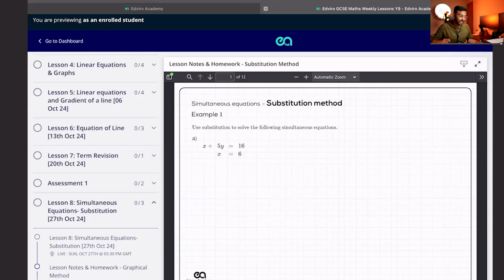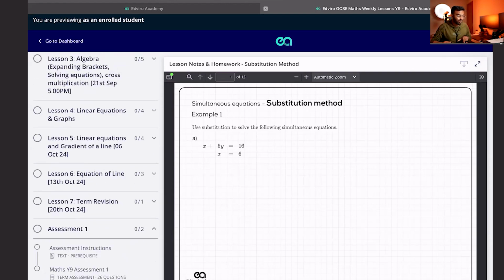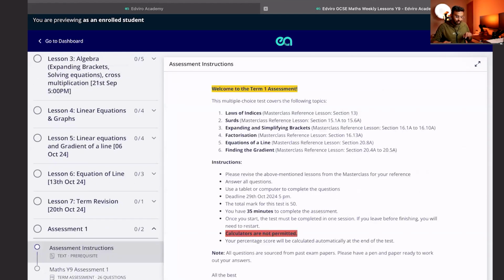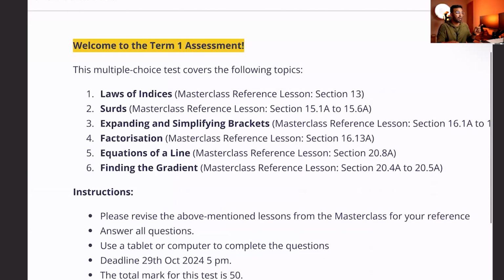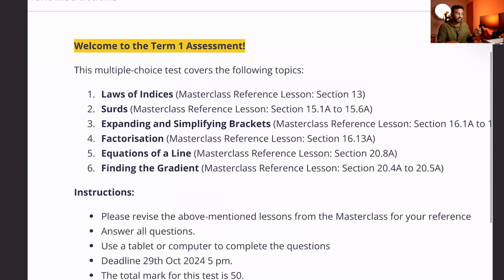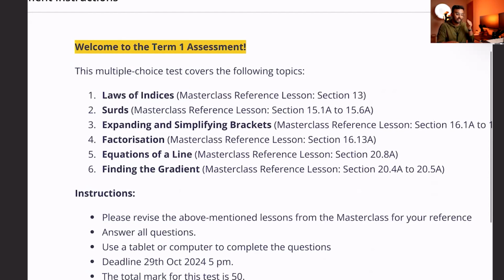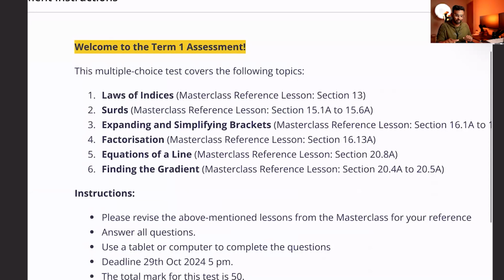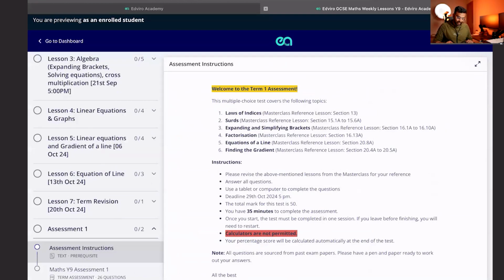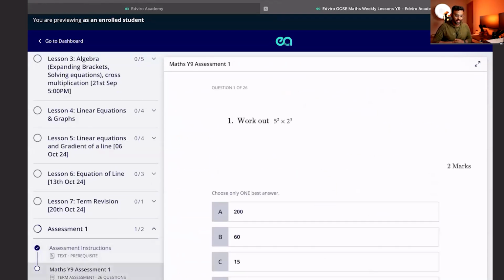By the way, your assessment is here. Try these. So this assessment 1, do you see assessment 1? I've written a prerequisite. So do you see this part, laws of indices? I have written the reference to the masterclass. All right. So section 13, 15.1a. This is referring to the masterclass which I just showed you. If you go through that short video, which shouldn't take more than half an hour of preparation, you should be all right. And click continue. You will go to your assessment here.